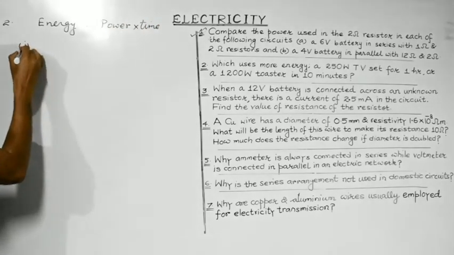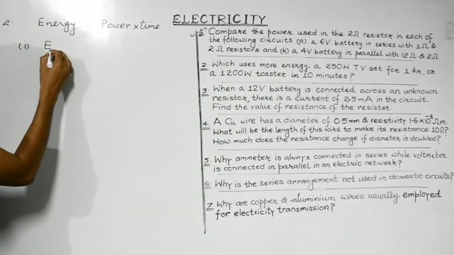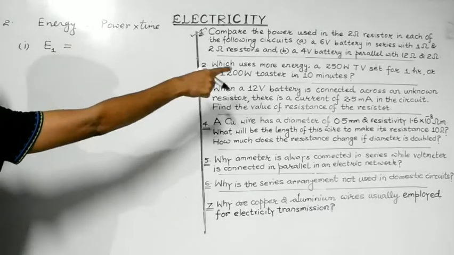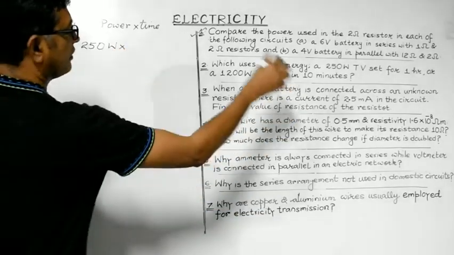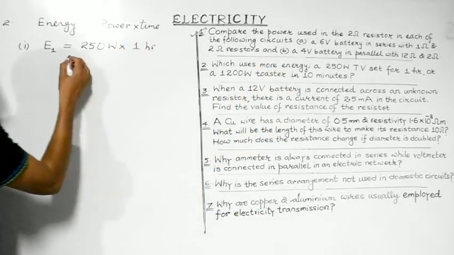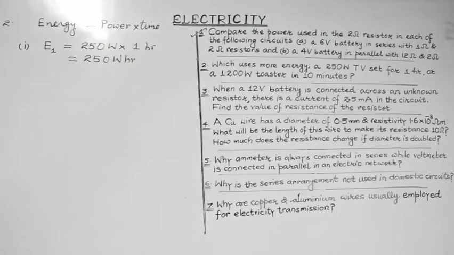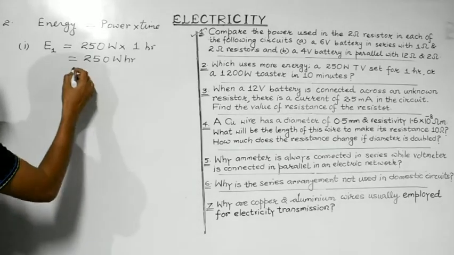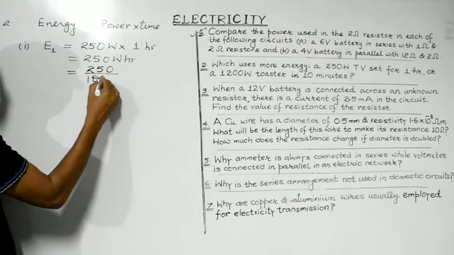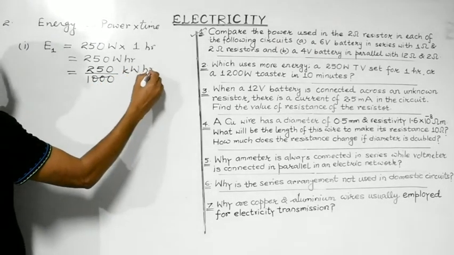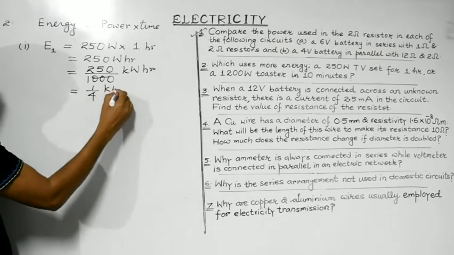So let's consider the first case. In the case of the 250 watt TV, energy E1. Power of the TV is given to be 250 watt. Time is given to be 1 hour. So what you get is 250 watt hour. Okay students, let's convert it into kilowatt hour. It can be written as 250 divided by 1000 kilowatt hour. So that will give us 1/4 kilowatt hour.